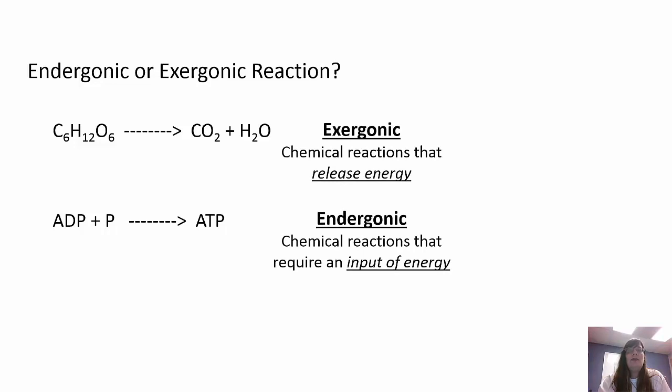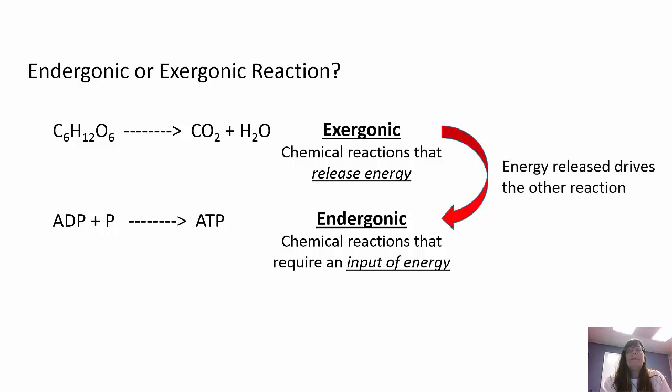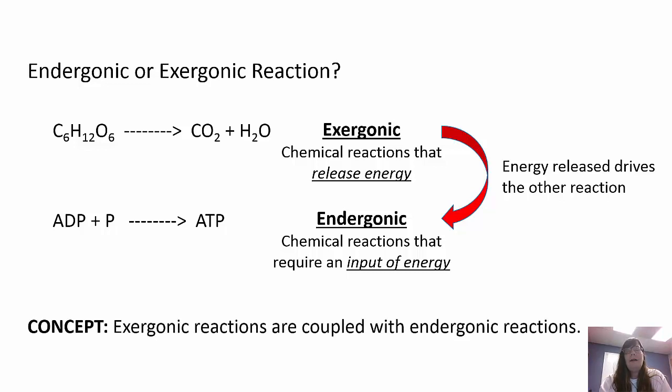So glucose, C6H12O6, going into carbon dioxide and water, is an exergonic reaction. It releases energy. You're breaking down glucose into other products. On the other hand, ADP plus the phosphate to synthesize ATP is endergonic, meaning that it requires an input of energy. So we can have an exergonic reaction fuel the endergonic one, and it's called coupling, remember. So breaking down that glucose molecule in an exergonic reaction can fuel the creation of ATP. So the energy release drives the other reaction, as I said. So these reactions are coupled.